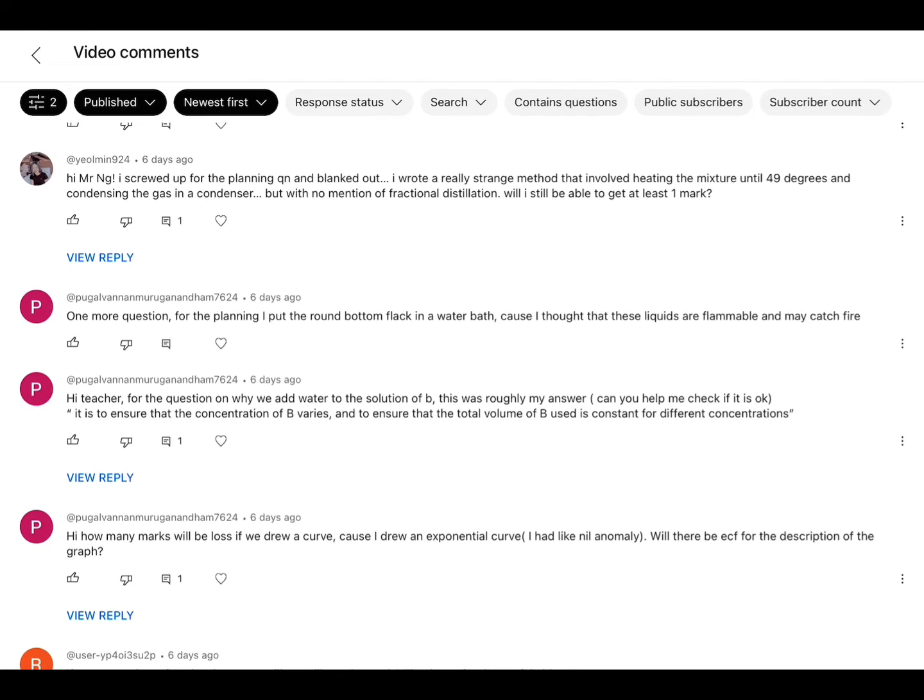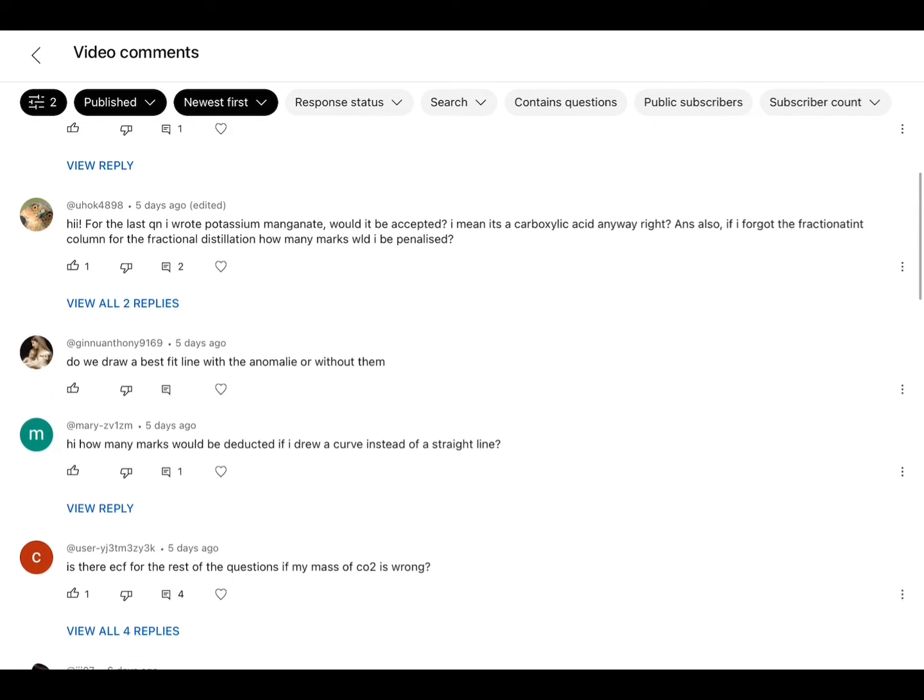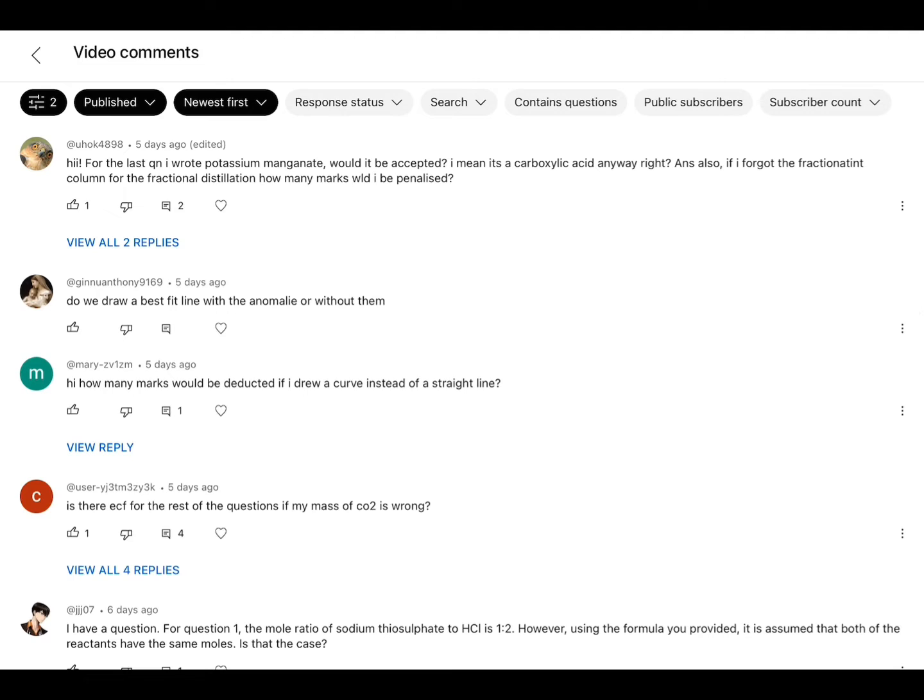There was also a comment asking about potassium manganate 7. This is not correct at all. Reason being, potassium manganate 7 is an oxidizing agent and propanoic acid can no longer be further oxidized. So there should be no reaction. Acidified potassium manganate 7 would be an ideal reagent to test for propanol or propanal, because these two organic compounds can be further oxidized to propanoic acid. So you will detect a color change from purple to colorless.